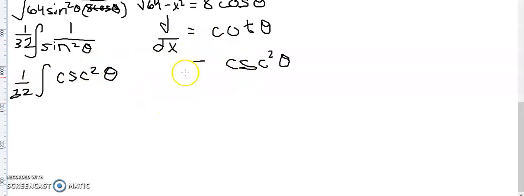So now we can easily identify what this integral is, because just without the negative sign, we'll have a cotangent theta. So we know our chain rule adjustment here is -1, since cosecant squared would be negative if it was the derivative of cotangent. So now we're left with -1 over 32 cotangent theta.